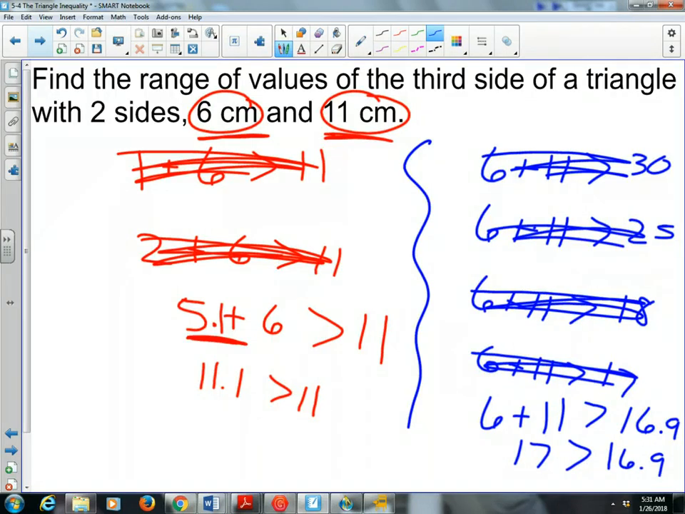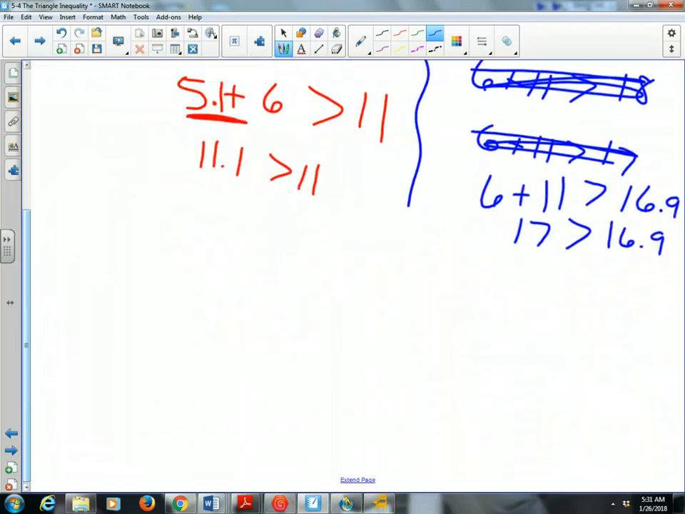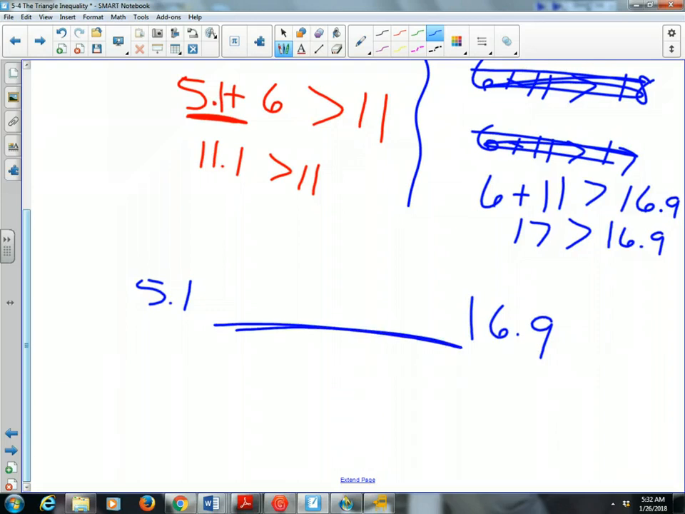So basically, for a triangle to exist, the smallest third piece could be 5.1, and the largest third segment could be 16.9. I could have side lengths anywhere in between these two, but if it gets to 5 or less, I can't form a triangle. Or if it gets to 17 or more, I cannot have a triangle. So I could have something in between.